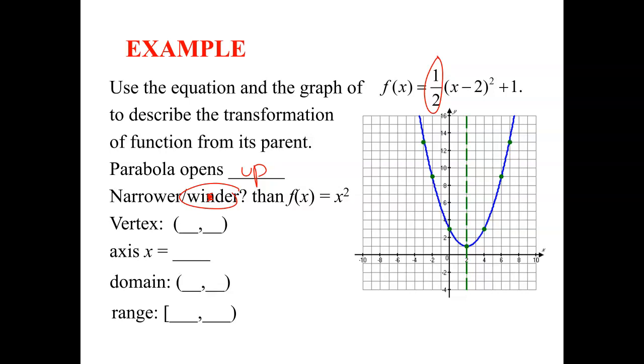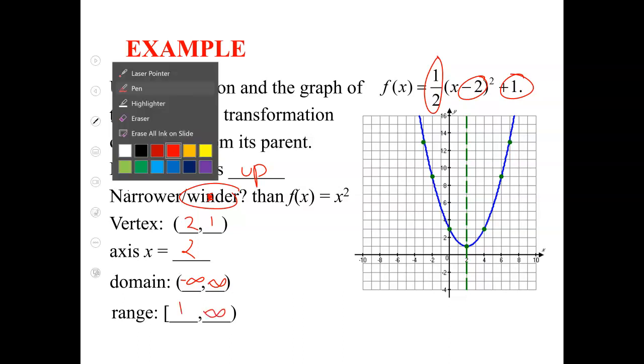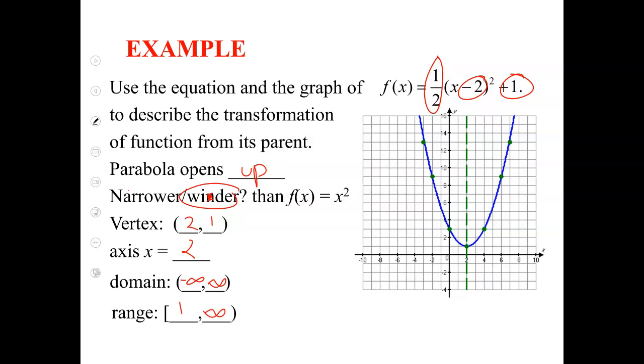Where's my new vertex? 2, 1. Sign switch on the 2, keep the 1. 2, 1. Where's my axis of symmetry? x equals 2, matches with the vertex. What's my domain? Freebie question. What's the range? 1 to infinity. So again, we've got the x value of the vertex, which gives us the axis of symmetry.